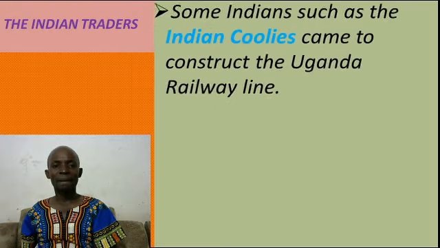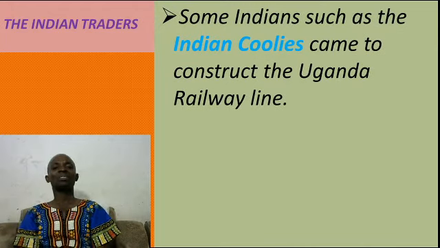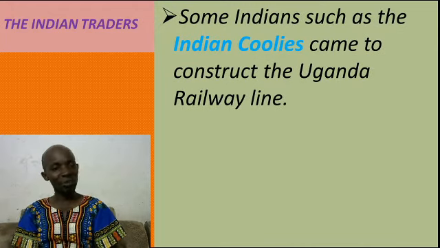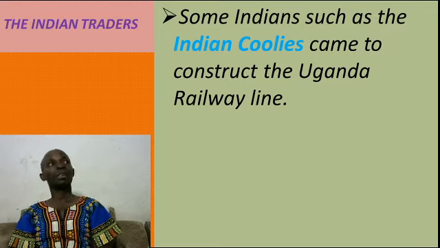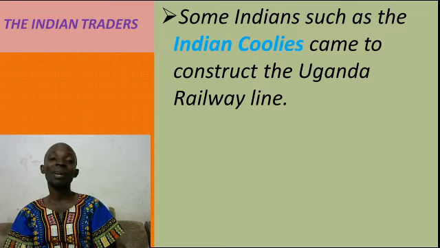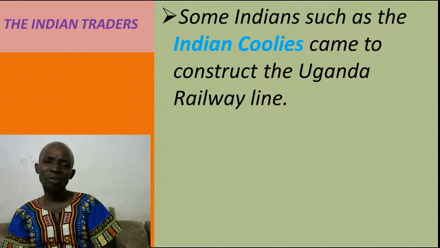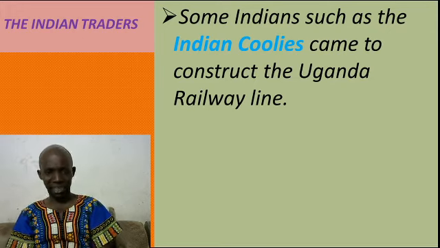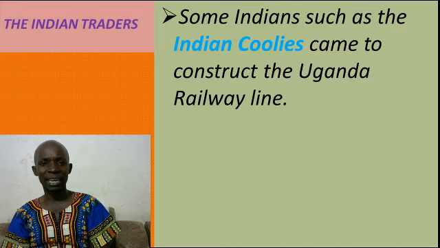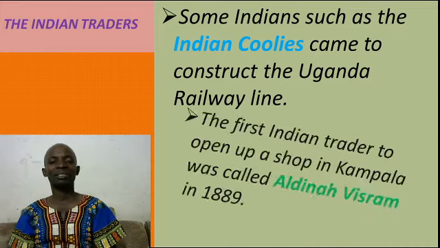Before that one, I want to bring you to this one here. Some Indians, such as the Indian coolies, came to construct the Uganda Railway, the Kenya-Uganda Railway. So I ask you, which group of Indians constructed the Kenya-Uganda Railway? They were called the Indian coolies. And for the spelling of coolies, write the word cool, add I-E-S. The Indian coolies.